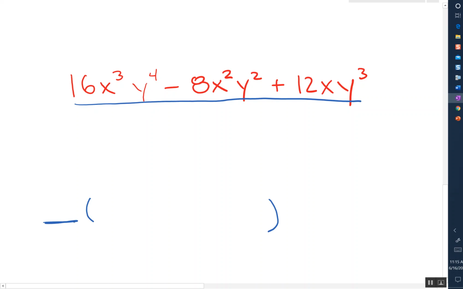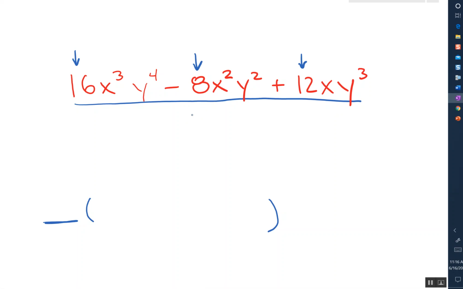So let's start with the number. So I have a 16, a -8, and a +12. Well, right away I can see that I can take out 2. But that would be wrong, because it's not the greatest number I can take out of there. So I need to find out what the biggest number I can take out of there. And if you don't see it in your head, then get on your calculator and start dividing.